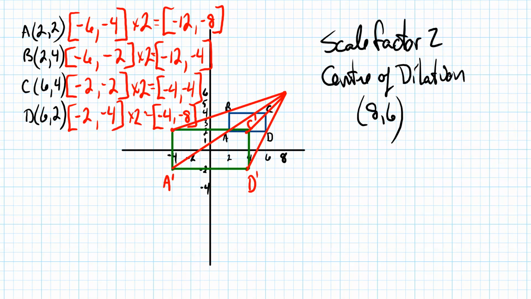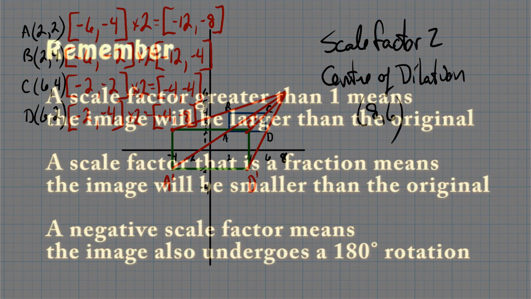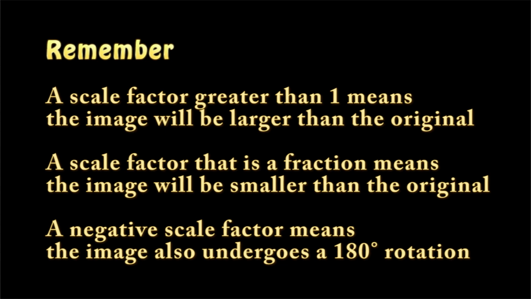That's how you perform a dilation using a scale factor and the center of dilation. So far, we've only been working with positive whole numbers for the scale factor. Specifically, we've been using a scale factor of 2, but the process is the same regardless of whether you're using a positive whole number, a fraction, or a negative value for the scale factor. Remember, a scale factor greater than 1 means the image will be larger than the original shape. A scale factor that is a fraction means the image will be smaller than the original shape, and a negative scale factor means the image also undergoes a 180-degree rotation as well as changing in size.